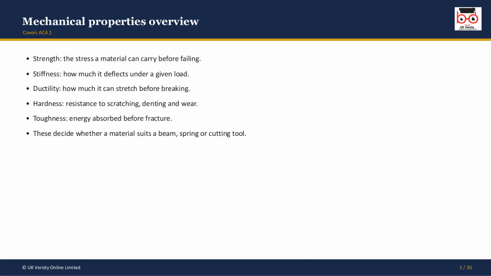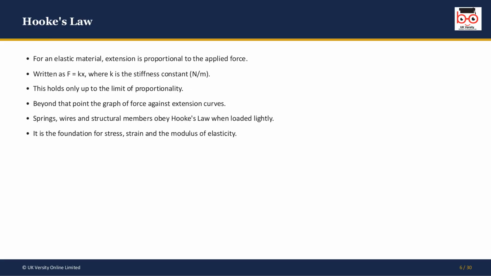Let's survey the main mechanical properties. Strength is the stress a material can carry before it fails. Stiffness is how little it deflects under a given load. Ductility is how much it can stretch before it breaks. Hardness is its resistance to scratching, denting, and wear. And toughness is the energy it can soak up before it fractures. Between them, these properties decide whether a material belongs in a beam, a spring, or the cutting edge of a tool.